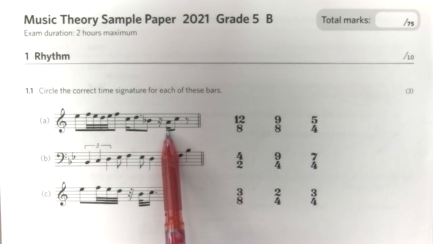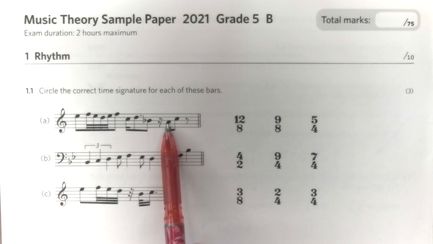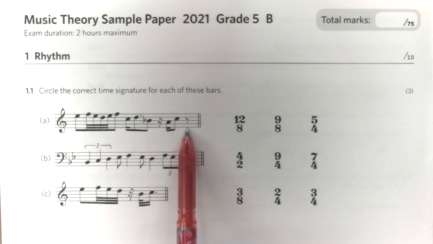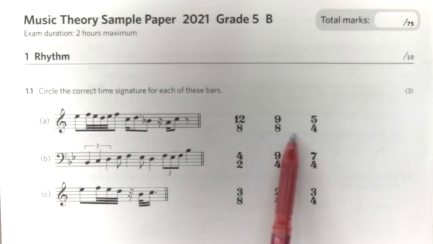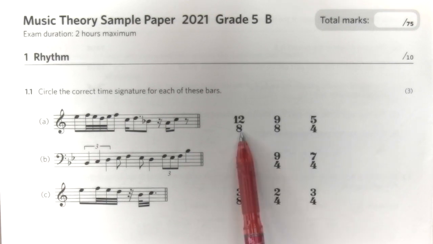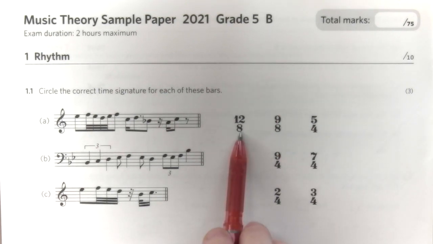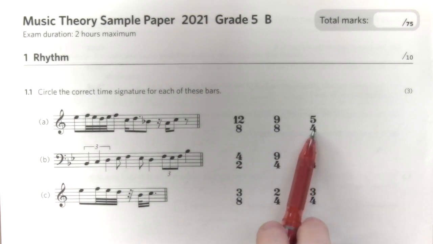But I see another lonely semiquaver here, so we should always pair them up. So I think that this semiquaver belongs to this other group. In the options we have 12/8, 9/8 and 5/4, so 2 compound times and 1 simple time. This means 12 quavers grouped in 3. So we have 4 groups of 3 quavers. Here we have 3 groups of 3 quavers, and here we have 5 crotchets.